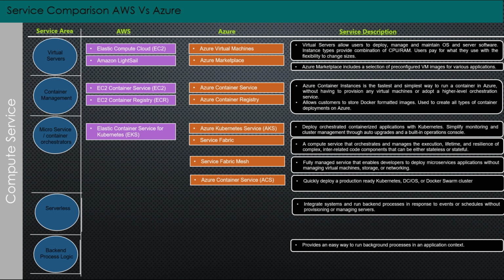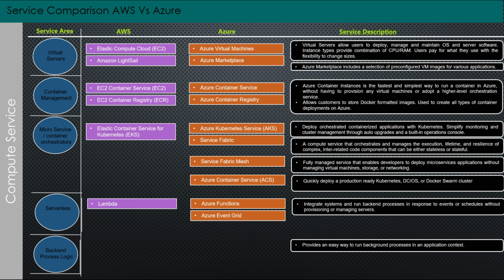Let's talk about the fourth service area, that is, serverless. AWS provides Lambda. Azure provides Azure Functions and Azure Event Grid. Let's talk about the fifth service area, that is, backend process logic. For now, AWS provides no services.